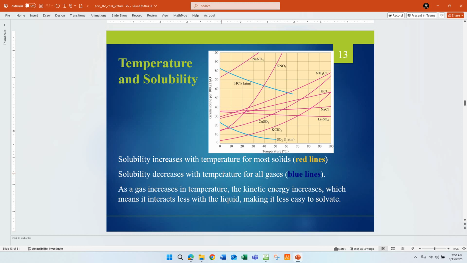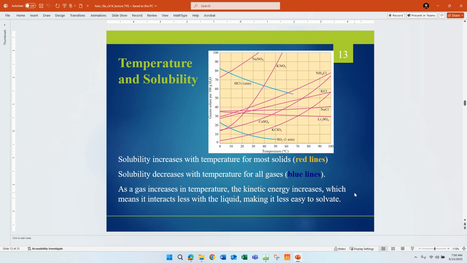So solubility increases with temperature for most solids. These are like the hot pink lines. But for some gases and for some compounds, like hydrochloric acid, solubility will decrease. It doesn't like high temperatures. It won't dissolve as much.